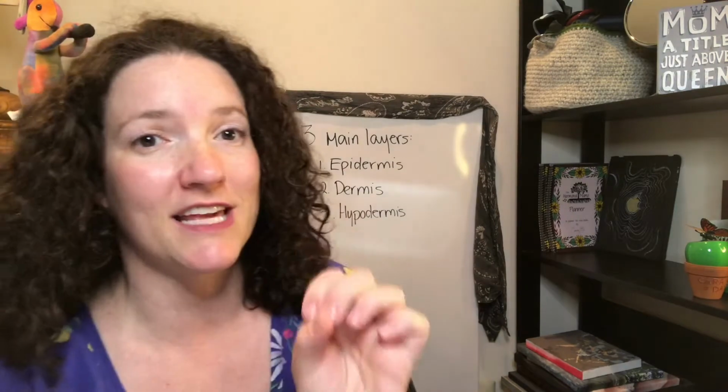Now, each of these layers is broken down into further layers with more information, including the function of each layer and what the different structures are within that layer. So the first layer of skin that I want to talk about is the epidermis. The epidermis is the outermost layer of skin. It's what you can see everywhere on the body, okay? The epidermis is very thin. It's only about 0.1 millimeters thick, the entire epidermis, okay?